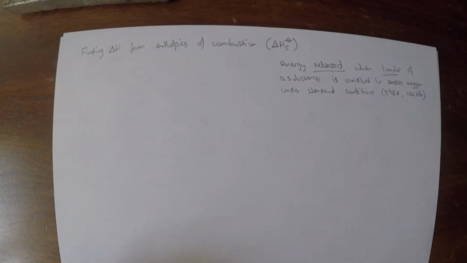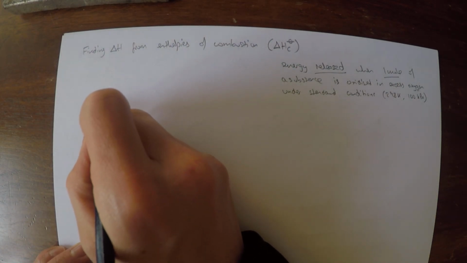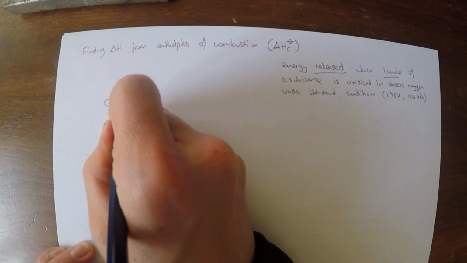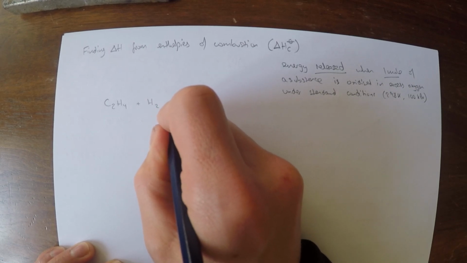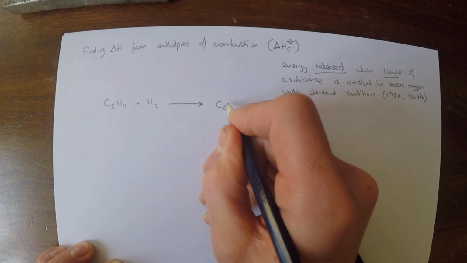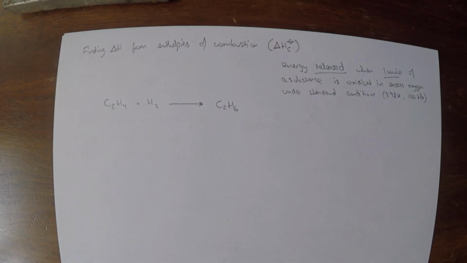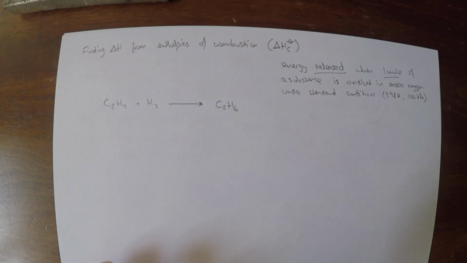So in order to explain how we can use enthalpy changes of combustion, I'm going to use the reaction equation for the hydration of ethene. So C2H4 reacting with hydrogen to make C2H6. So the first thing we need to do is find the enthalpy changes of combustion values for each of these three substances.